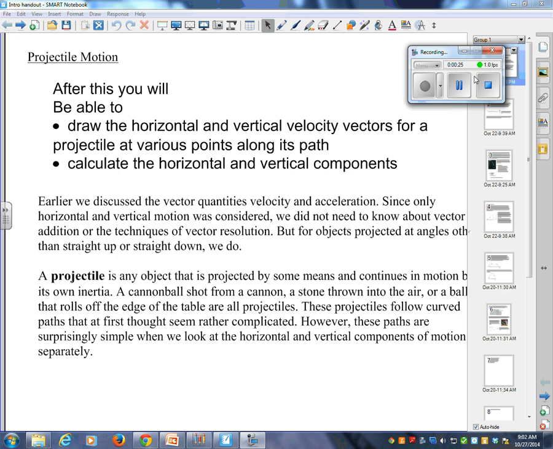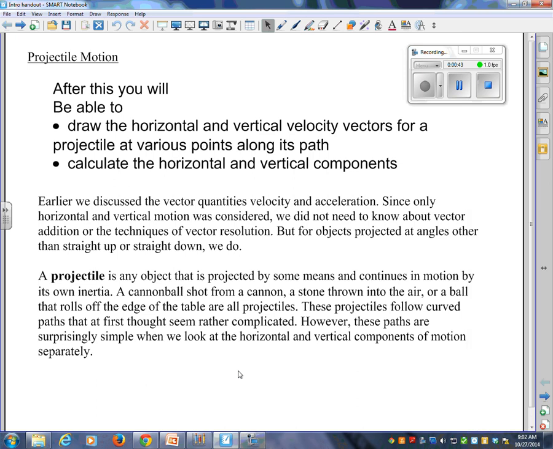So today, draw the horizontal and vertical velocity vectors for a projectile at various points along the path, which you'll find very simple, I'm sure. And calculate horizontal and vertical components. You thought maybe you had gotten away from using components, but that's not true. Let's begin.